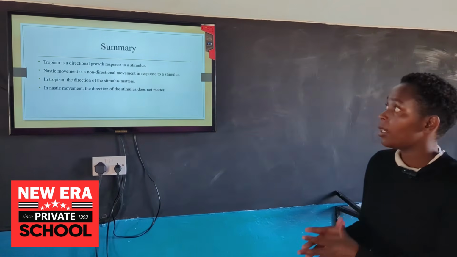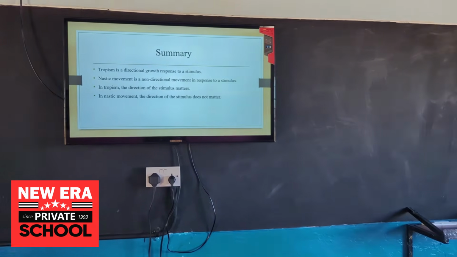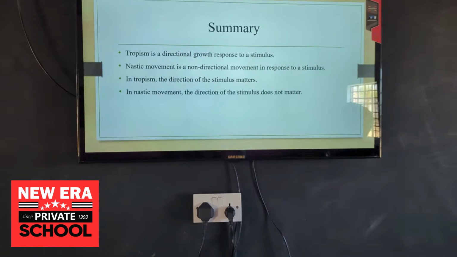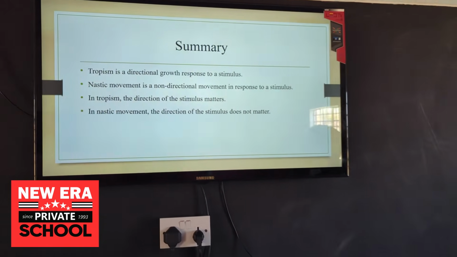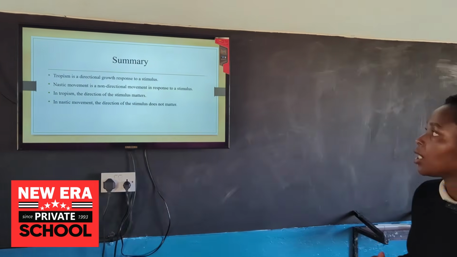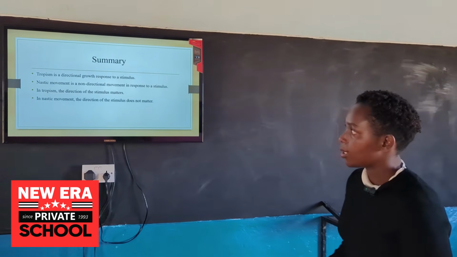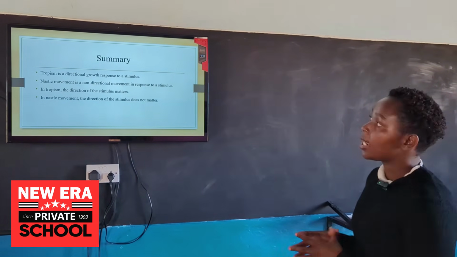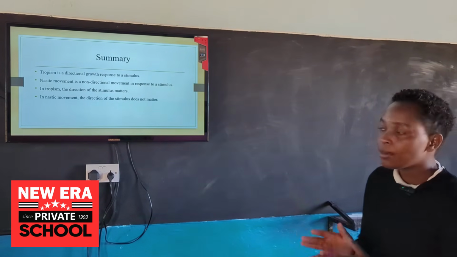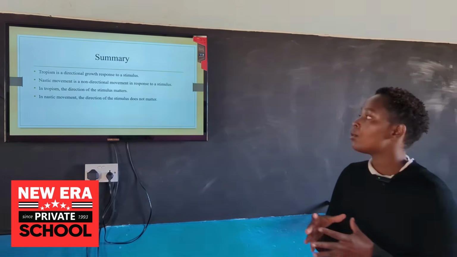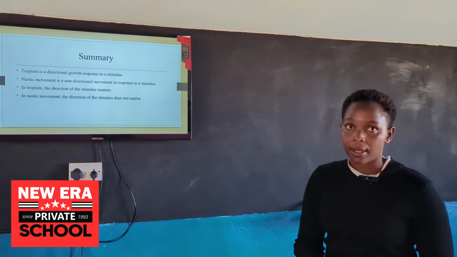A quick recap. Tropism is the directional growth response to a stimulus. Nastic movement is the non-directional movement in response to a stimulus. In tropism, the direction of the stimulus matters, while in nastic movement, the direction of the stimulus doesn't matter.